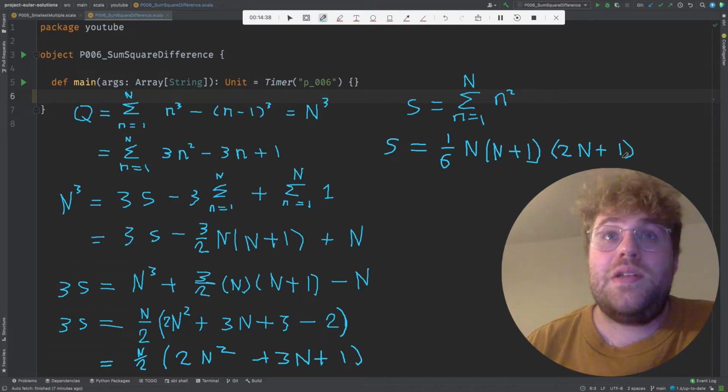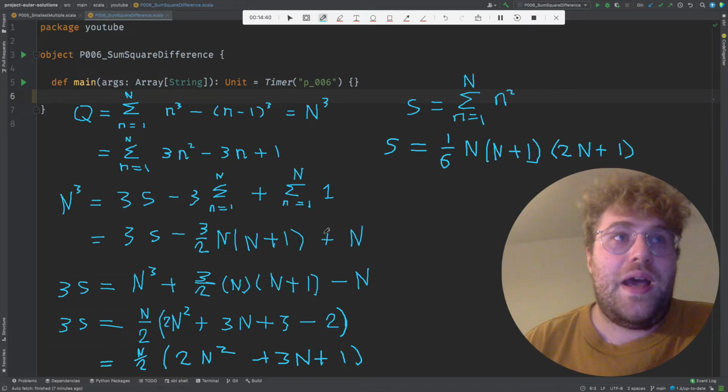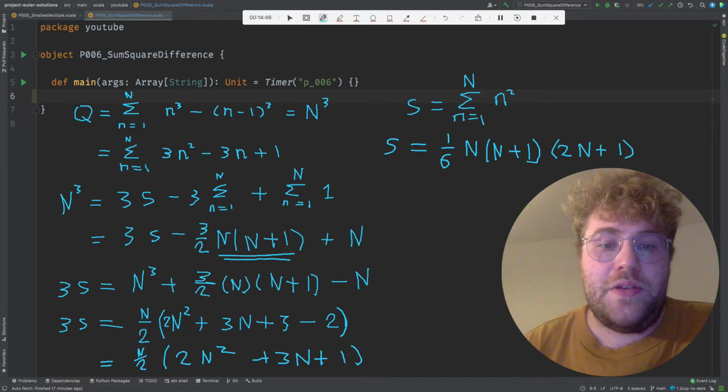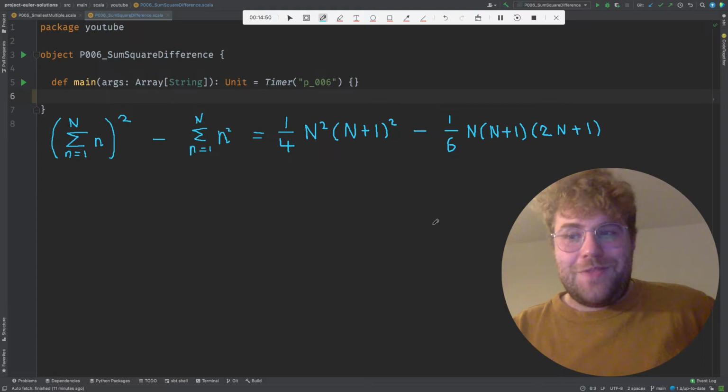So now that we've got this formula and the formula for the sum of numbers right here, we can actually use both of these to algebraically work out the answer. Alright, so I've just written down what we've established so far. So this is the answer, this crazy looking formula.